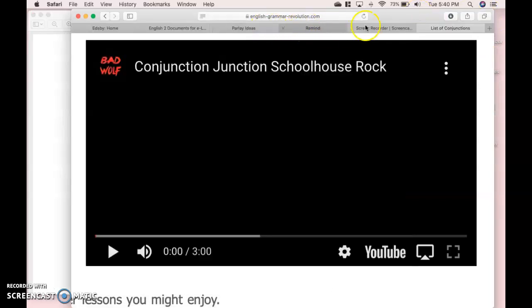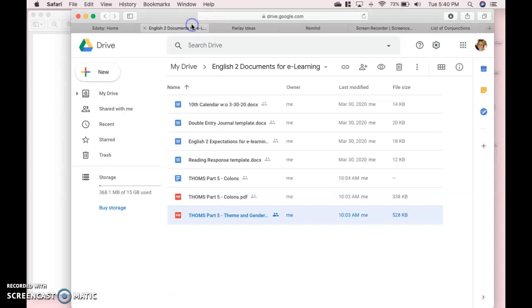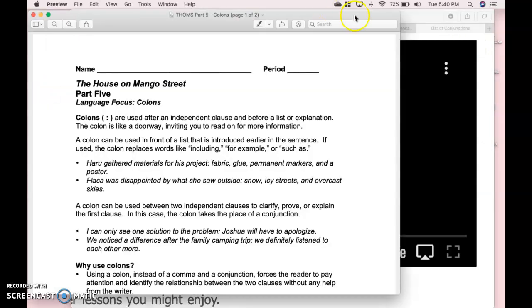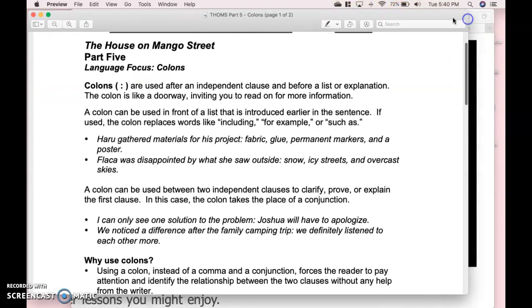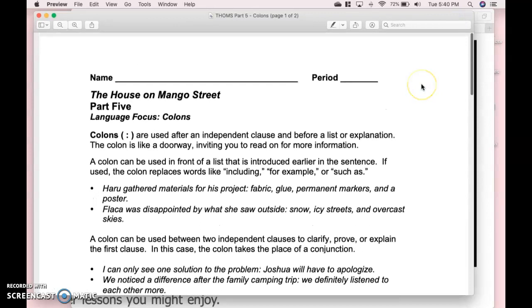Again, if you're having trouble getting onto EDSB, it is also in our English 2 documents for e-learning on the Google Drive link that I've posted to EDSB. It's this colons handout right here. So what you're going to want to do now is pause this video and go ahead and download the colons handout so that you can work on it as you watch this video.